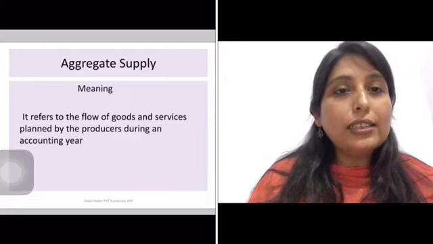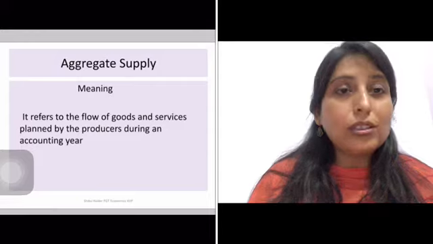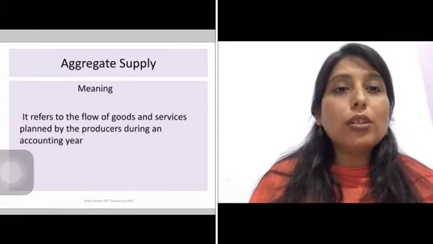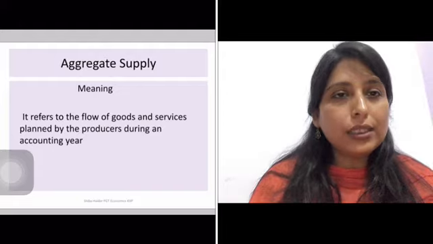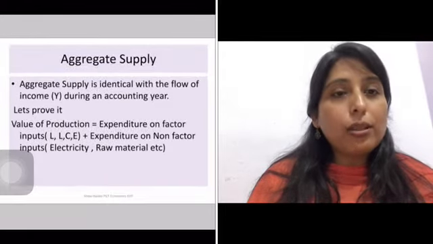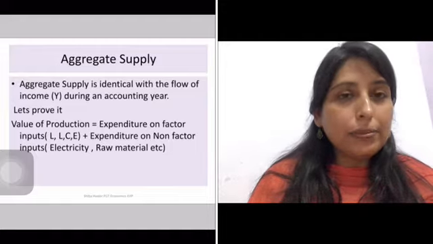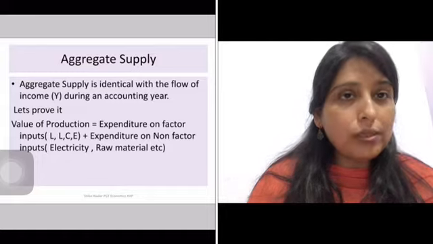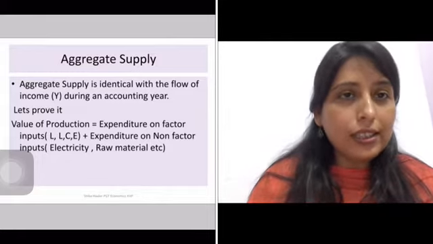Again, the point is that this is a planned production. What the producers are planning to produce, this is not the actual production. तो एक साल के अंदर प्रोड्यूसर कितना प्रोडक्शन प्लान कर रहे हैं, कितने अमाउंट के गुड्स एंड सर्विसेज बनाएंगे वो, दैट इज कॉल्ड एग्रीगेट सप्लाई. So the important elements is, it is the production of goods and services, it is planned by the producers, it is not an actual production and within a period of an accounting year.